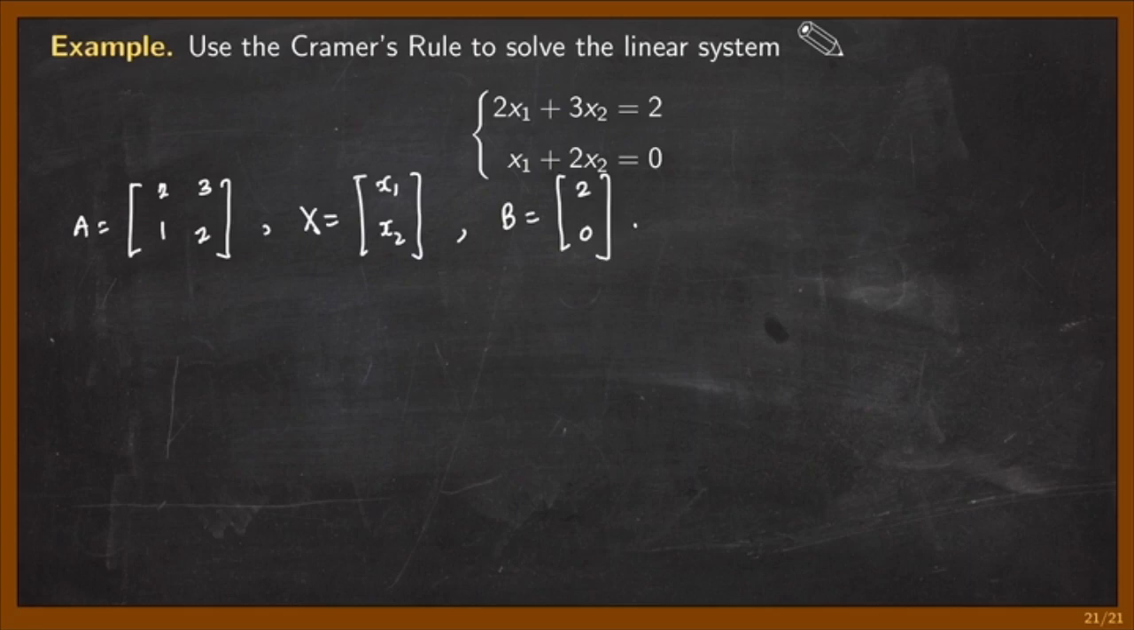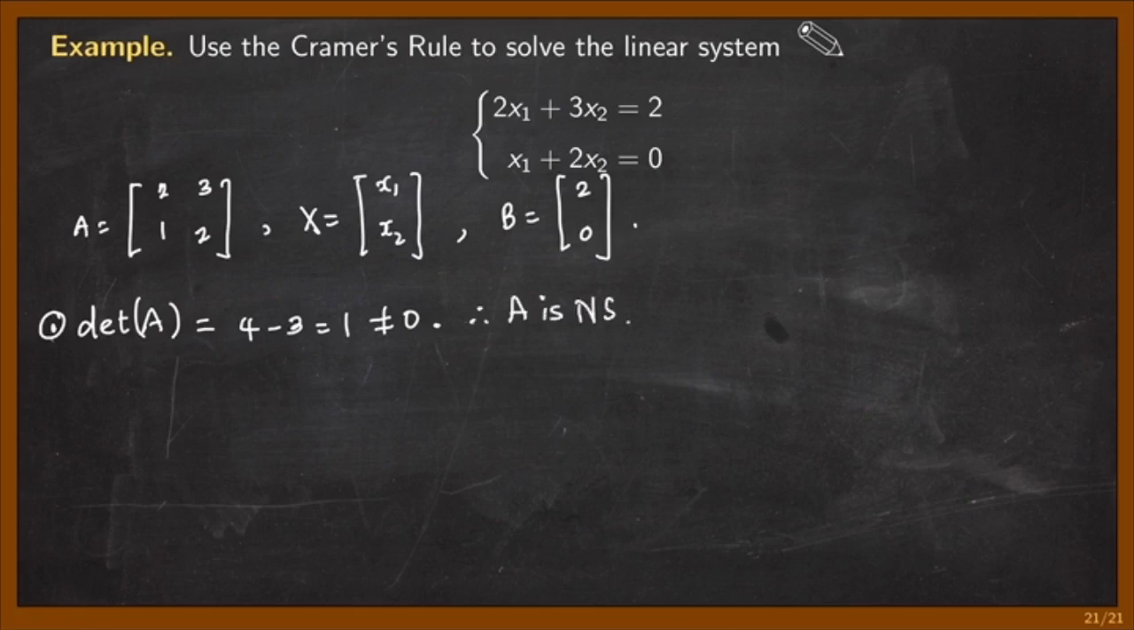The first thing you may need to know is the determinant of A, because this will tell us whether Cramer's rule can be used in the first place. Remember, Cramer's rule can only be used whenever A is non-singular. So the determinant of A is 4 minus 3, that's 1, and this is not 0, by the way. Therefore, A is non-singular. So Cramer's rule can be applied.